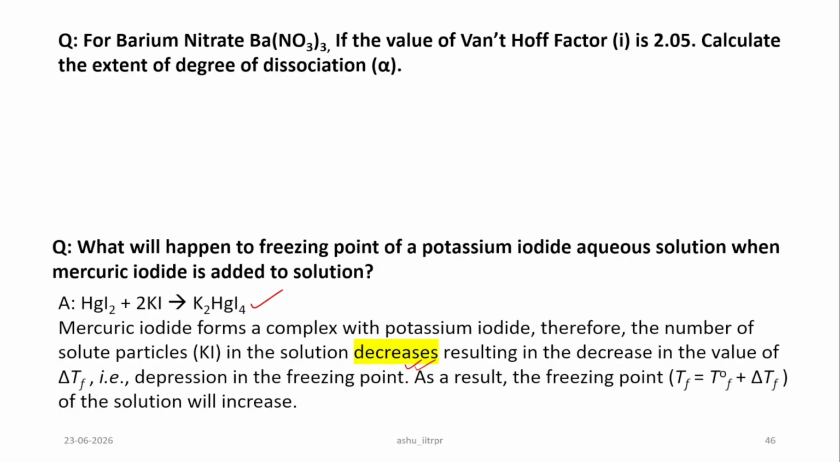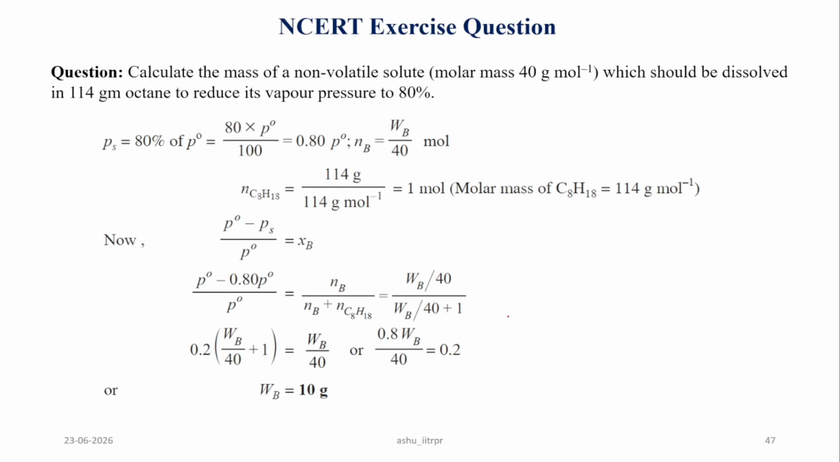So we know that the freezing point depression is delta Tf. So delta Tf is what? Delta Tf is T_f naught minus Tf. So as a result, the freezing point of the solution will increase. Very good question, and I think this has not been asked till now. Okay, solution is already written.